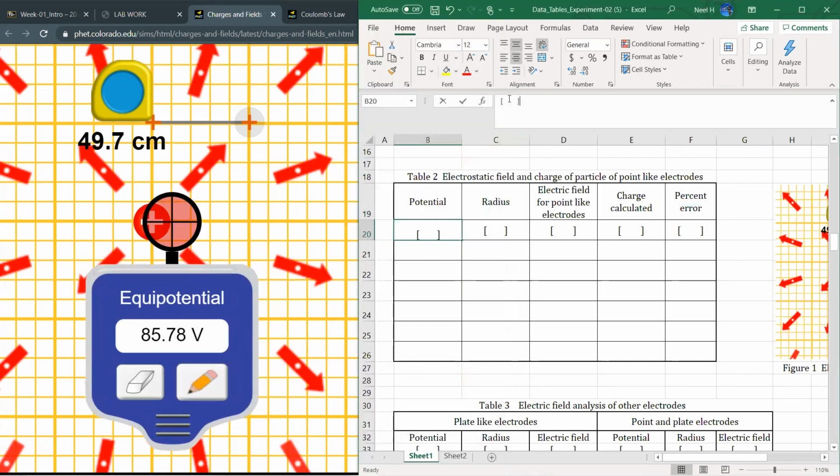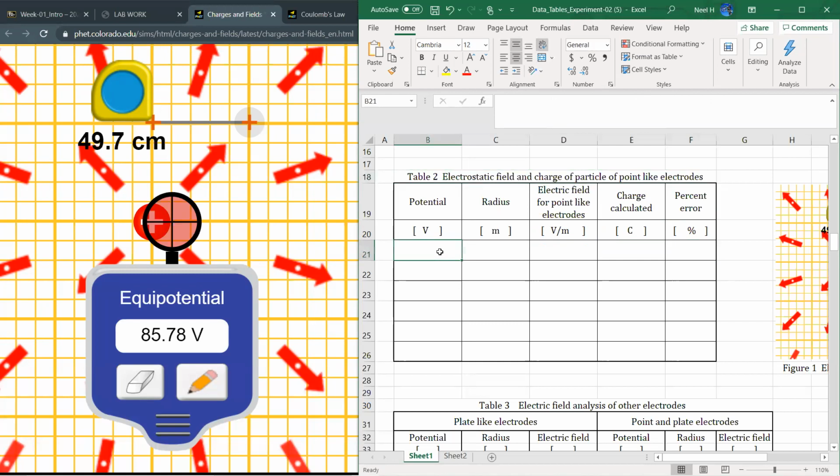85.78 potential in units of volts. Radius, I need in units of meters. Electric field for a point electrode is going to be volt per meter. And we'll calculate the charge, which should be in coulombs. Then we'll do the percentage error, because we know the calculated charge should equal the charge we already have in the simulator, which is about 1 nanocoulomb.